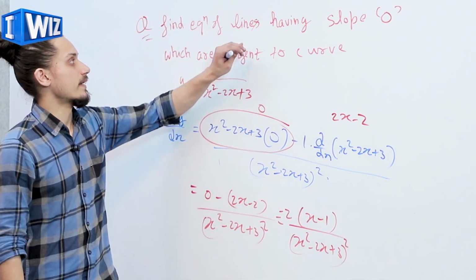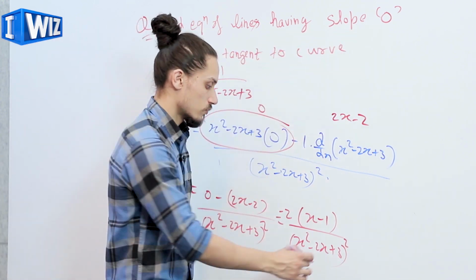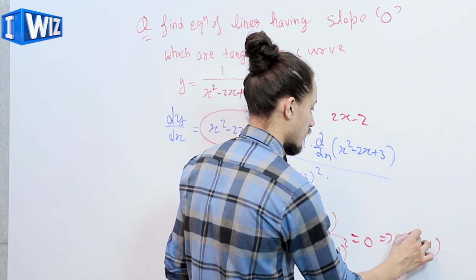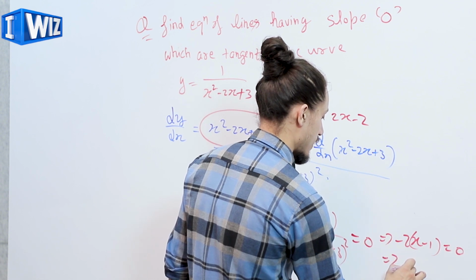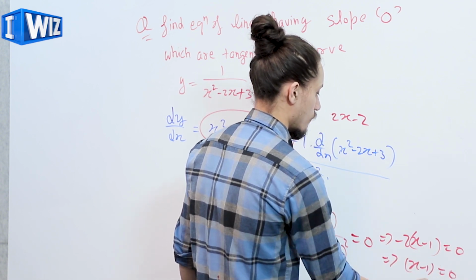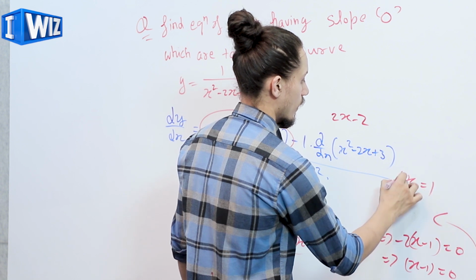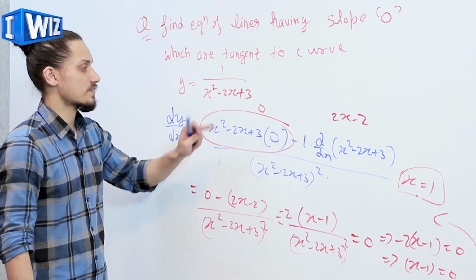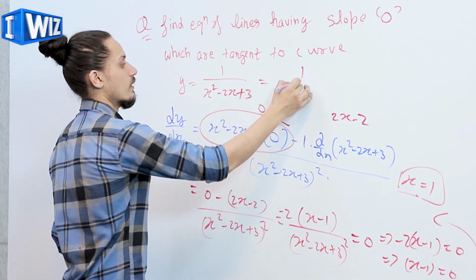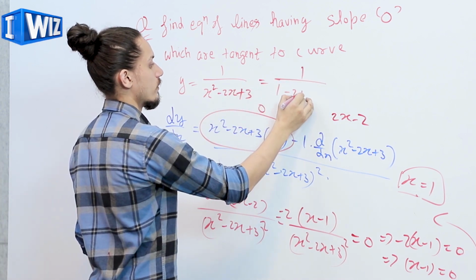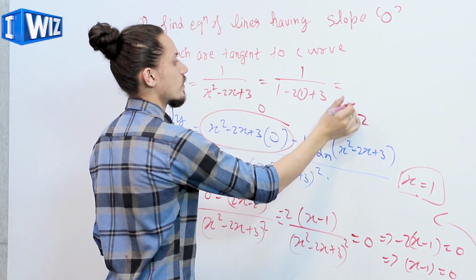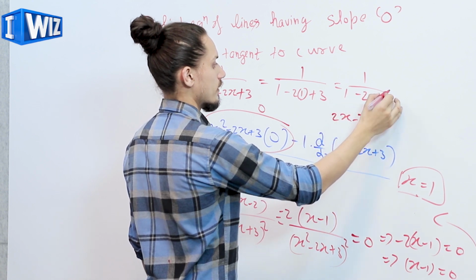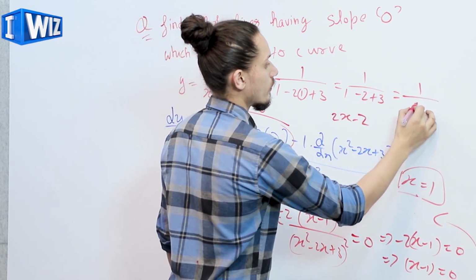Now we are given that equation line have slope 0. So this should be equal to 0 implies minus 2 into x minus 1 is equal to 0 implies x minus 1 is equal to 0. We get x is equal to 1. Now using this value of x in the original value y is equal to 1 upon x square minus 2x plus 3, we get 1 upon 1 minus 2 into 1 plus 3, which is equal to 1 upon 1 minus 2 plus 3, which is equal to 1 upon 2.